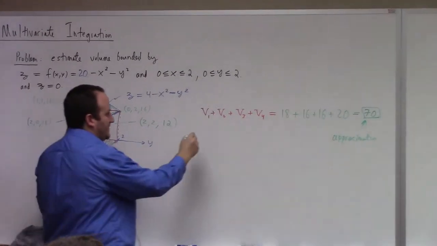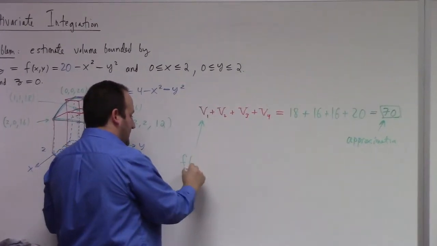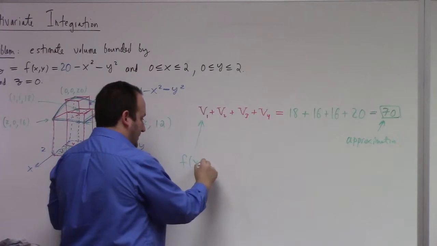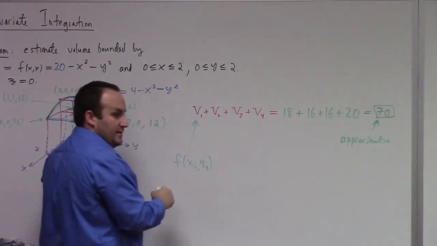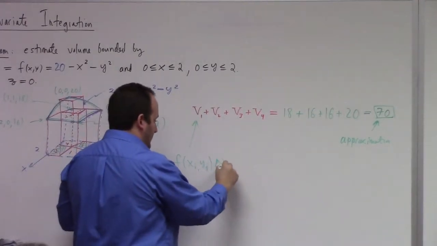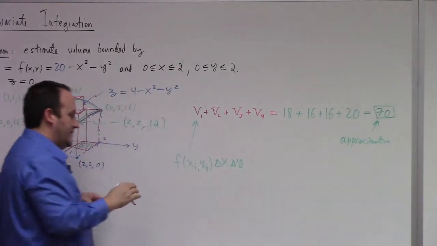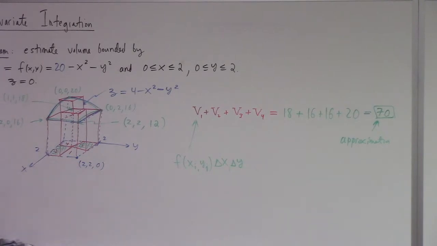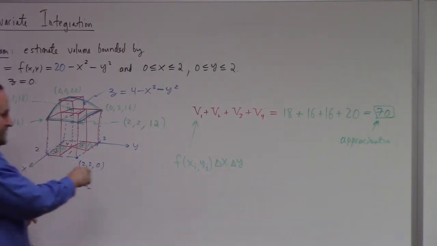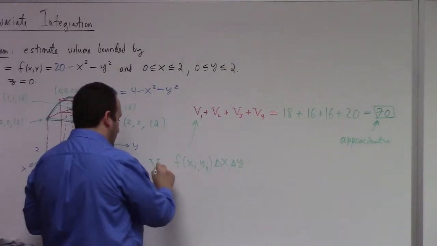Each one of these boxes, what we're doing is we're taking the value of the function at some sort of sample point, let's say x sub i, y sub j, and we're multiplying by the area, which you could say is change in x times change in y. And I don't need indices for the change in x and change in y, provided what? Provided I use a regular grid. I use the same displacement in x and the same displacement in y for each approximating rectangle, right? But that's the volume of the ijth box, really, right?